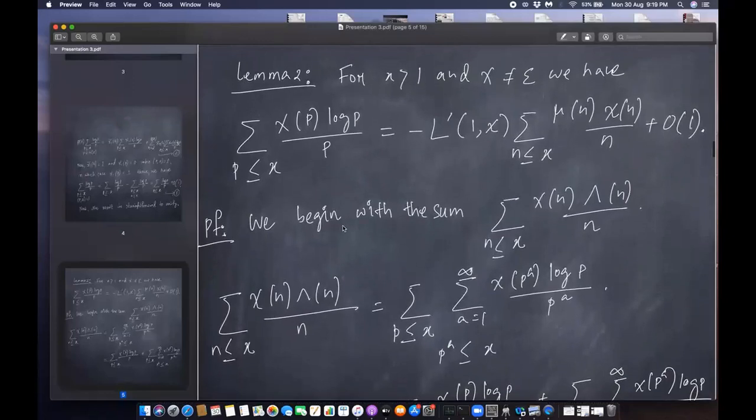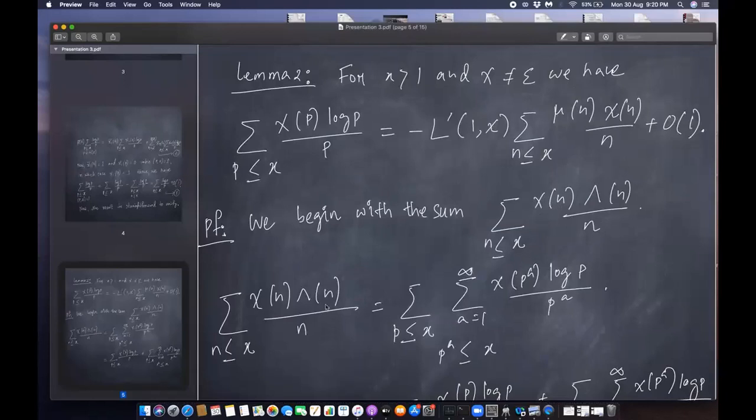So here we begin with the sum. We consider this sum where chi of n is a Dirichlet character and this is the von Mangoldt function, the lambda function, which takes the value log p if n equals some p to the m, and otherwise 0. We consider this sum here, right?